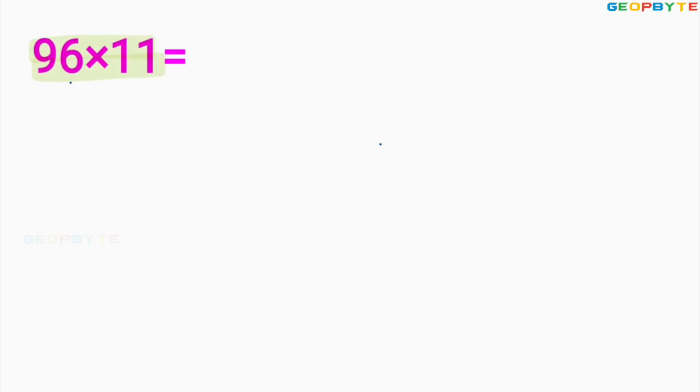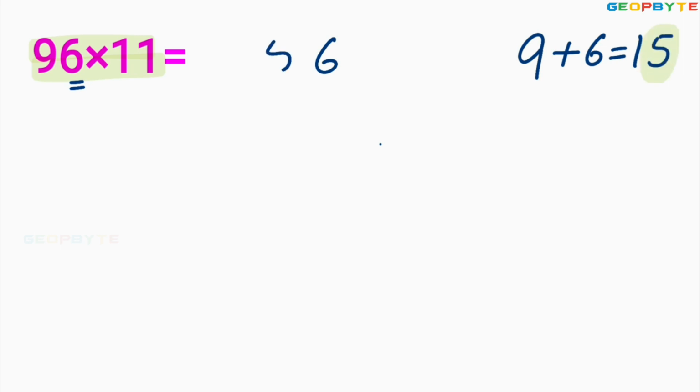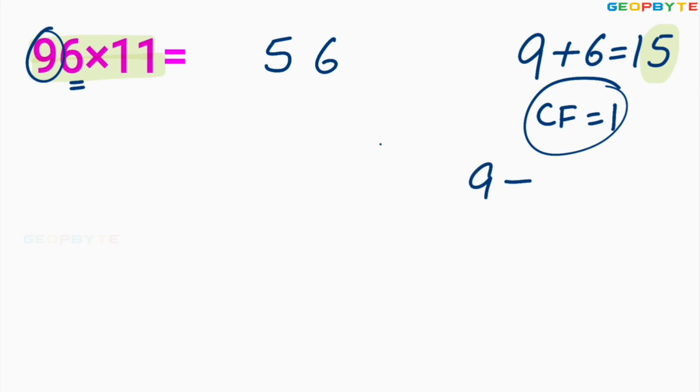Look at 96 into 11. First you write this 6 as it is. 9 plus 6 equal to how much? 15. From the 15 you take out the 5 right here. This 1 is coming under carry forward. Then you add that 1 for the 9. 9 plus 1 equal to 10. 1056 will be the value of 96 into 11.